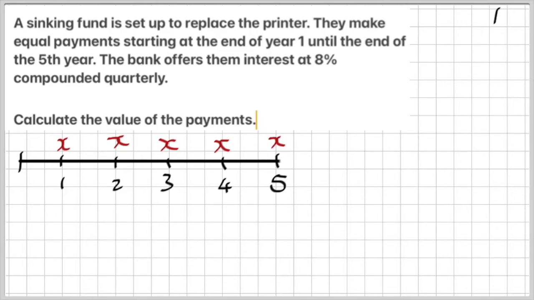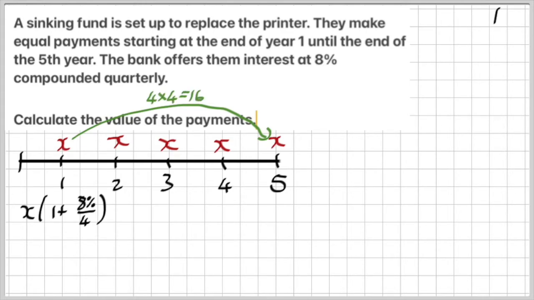So I'm going to now say, take that first X, at 8% per annum compounded quarterly, but how many quarters is it going to run interest for to get there? How many months? How many years is that? From 1, it's going to be 2. So it's 1, 2, 3, 4 years of interest. But remember, we are working with quarters. So how many quarters is that? Well, that's 16.